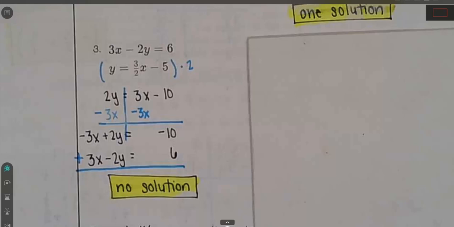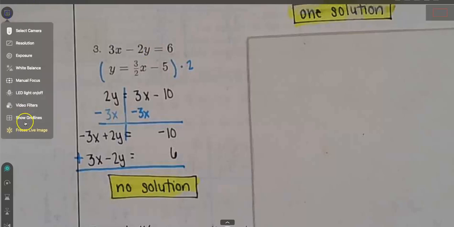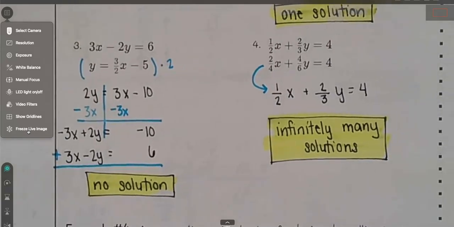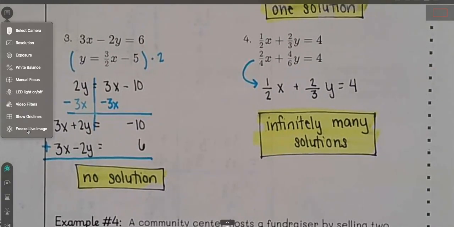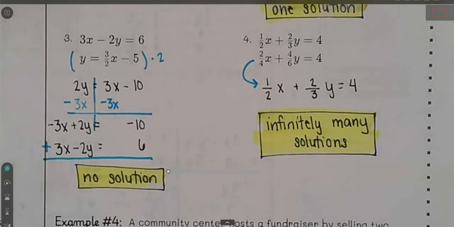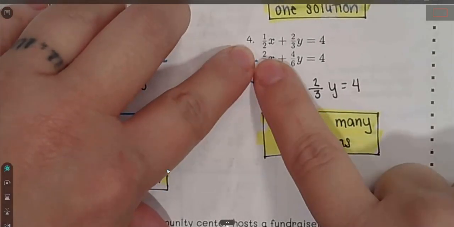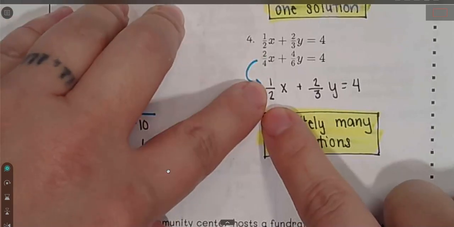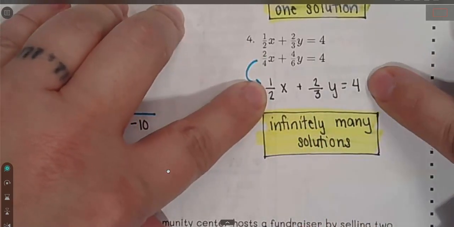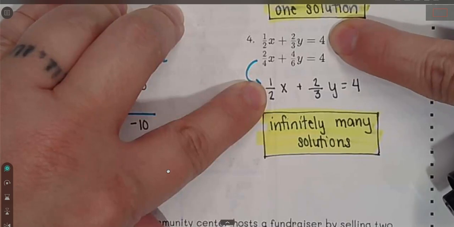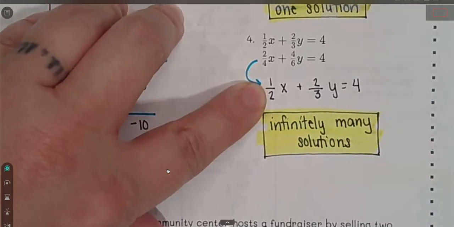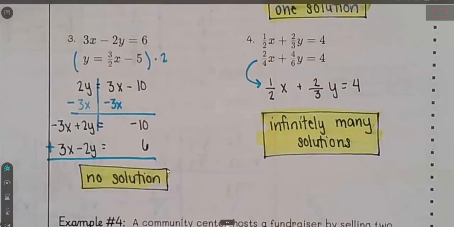All right, ladies, here is the answer. That's what we did. This is how I solved it. I just simplified 2 over 4 and 4 over 6, and I got 1/2 x plus 2/3 y equals 4, which is the exact same equation as this. Because they're the same equation, it's one line, which means it's infinitely many.